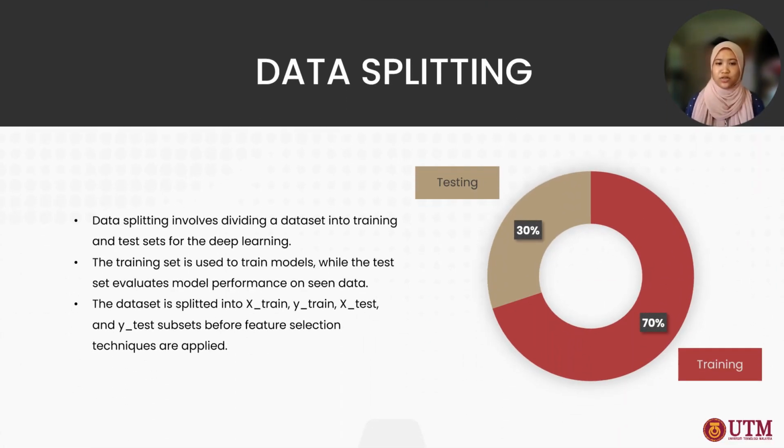Next is data splitting. Data splitting involves dividing a dataset into training and test sets for the deep learning. The training set is used to train the models, while the test set evaluates model performance on unseen data. The dataset is split into X-train, Y-train, X-test, and Y-test subsets before feature selection techniques are applied. So with the raw dataset, 30% of the dataset will be used for testing and the other 70% will be used for training.